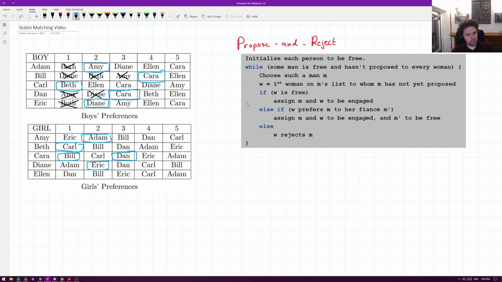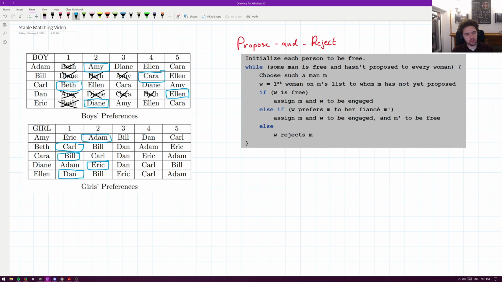Kara will break it off with Dan. Dan can no longer propose to Kara. Dan will propose to Beth. Beth will reject, because Beth already has her top choice. Dan will propose to Ellen, and Ellen will accept. And there is our stable matching.